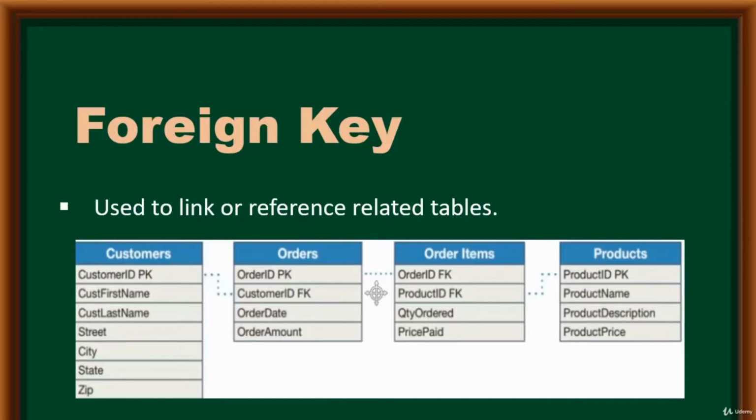The table that contains the foreign key is called the child table, and the table containing the primary key is called the parent table. So in this case, the customer ID here, where we've got the primary key, is the parent table, while the customer ID here, where we've got the foreign key, is the child table.